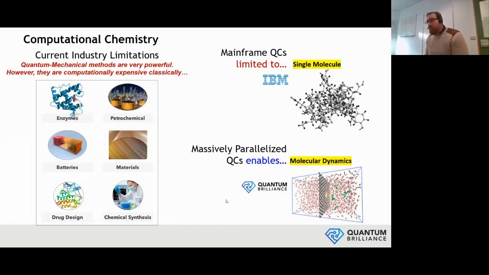But if you have our vision and use our infrastructure with massively parallelized QCs, now imagine you don't have one quantum chip, you have several quantum chips that can each do quantum routines, and you can do classical calculations to connect them together. So this way we could actually do molecular dynamics, which is what that picture is trying to show you.